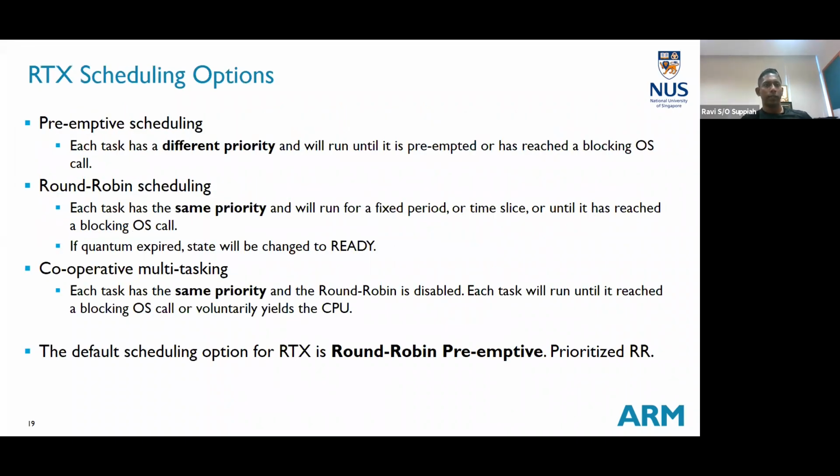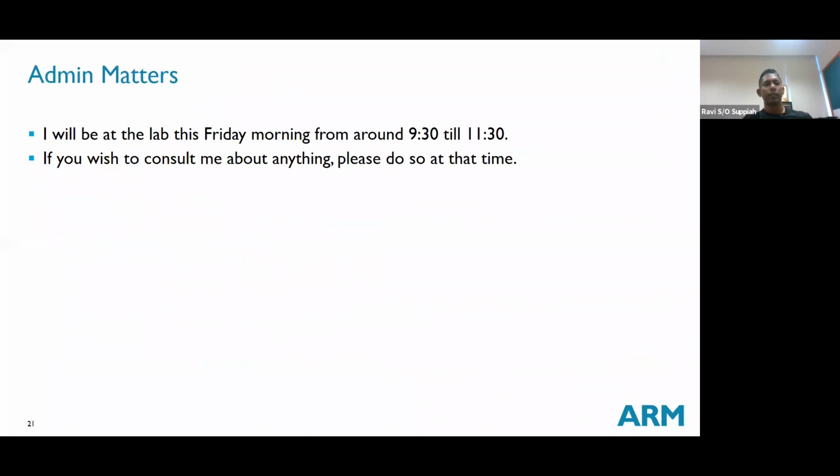Okay, so in general, RTX scheduling uses what we call the round robin preemptive. Okay, and why round robin? Because tasks of the same priority go through round robin, but at the same time, the preemptive nature allows anything that is higher priority to automatically take over and run the CPU. Okay, so these scheduling things I think we have already discussed before.